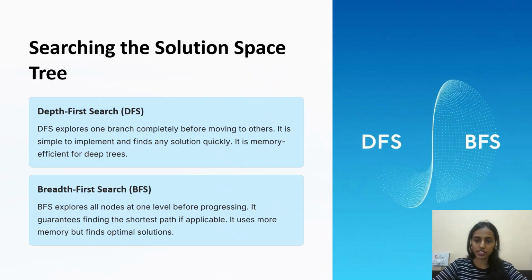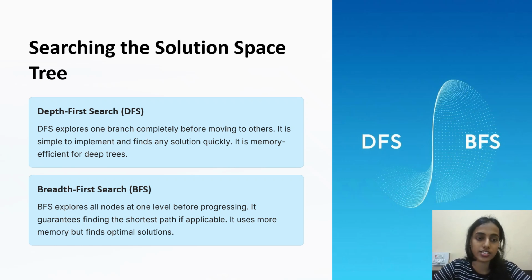Searching the solution space tree. The solution space tree represents all possible decisions or configurations of the problem. So the way you search or traverse this tree determines how you find the solution. Here we have two methods, that is DFS and BFS, depth first search and breadth first search.